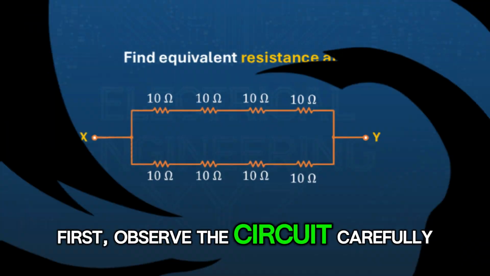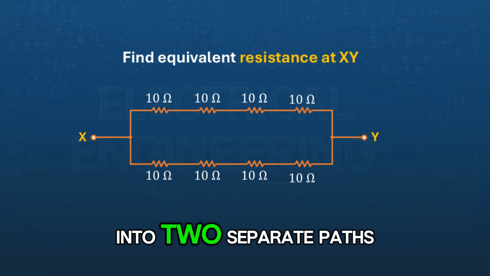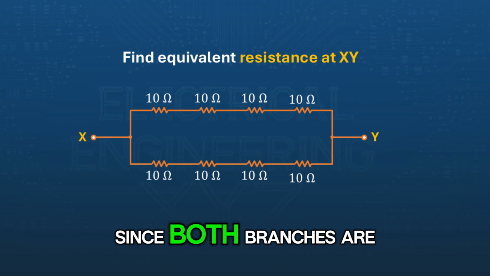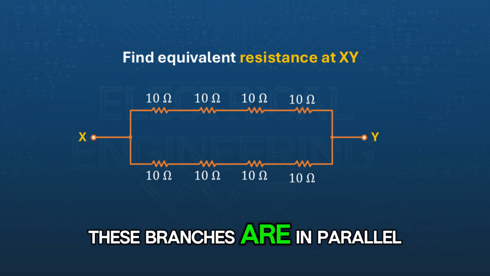First, observe the circuit carefully. Between point X and point Y, the network is divided into two separate paths, one branch on the top and one branch on the bottom. Since both branches are connected across the same 2 points, these branches are in parallel.